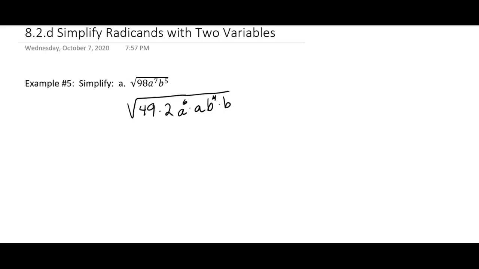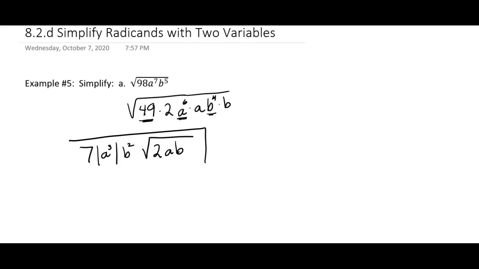Okay. So now what's the square root of 49? 7. What's the square root of a to the 6th? A cubed. And so I'll have to have absolute value because it has an odd exponent. And then we have b squared, but I don't have to have an absolute value on that. All right, what's left inside? I have a 2, an a, and a b. And so that's the answer there.